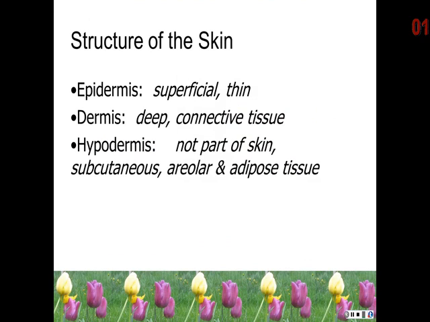The most superficial layer of the skin is the epidermis. It is actually quite thin and is largely dead cells. Below, or deep to, the epidermis we have the dermis. This part has the connective tissue and some of the accessory structures. The deepest layer is the hypodermis, or subcutaneous layers, which are not actually part of the skin, but instead are areolar and adipose tissue.